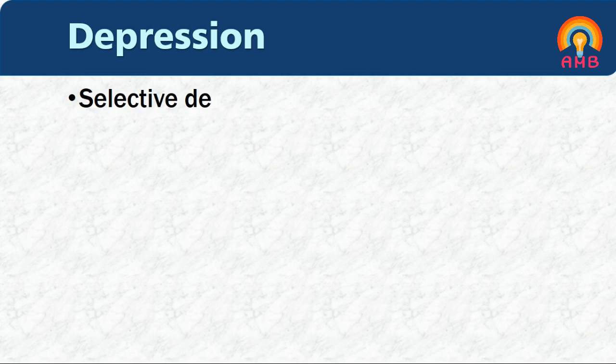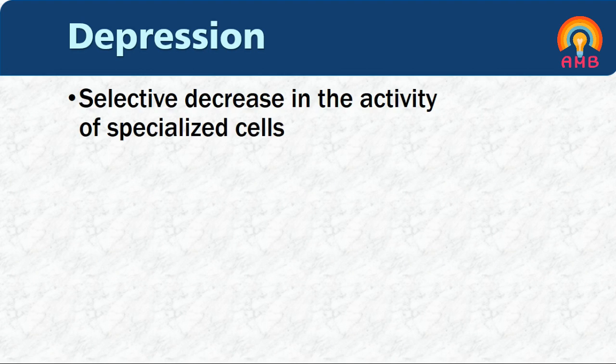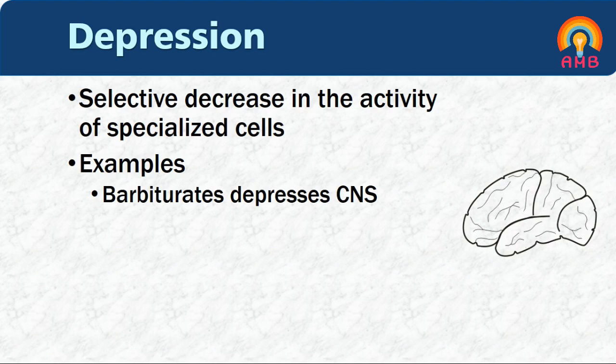Selective decrease in activity of specialized cells is called depression. So here, whenever a drug is administered, we can see that the function of that organ is declined. That is called depression. For example, barbiturates depress the CNS and slow down impulse transmission in the brain. Slowing down of the impulses is nothing but depression, and that is done by barbiturates.